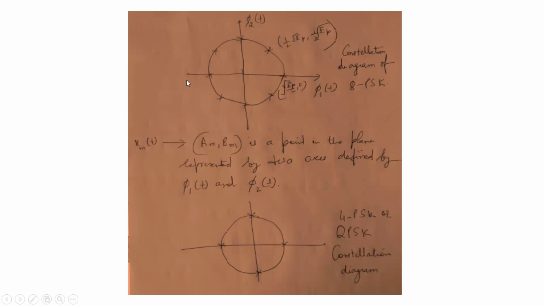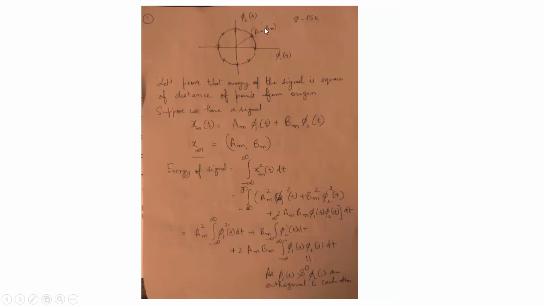So the x-axis is defined by phi 1(t) and the y-axis is defined by phi 2(t), right? Now let's prove that the energy of the signal is the square of the distance of the points from the origin. This is important because this is the origin, and these are the points on the circle. So how can we prove that?